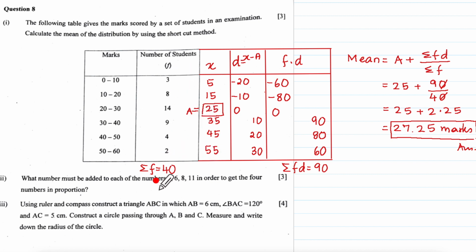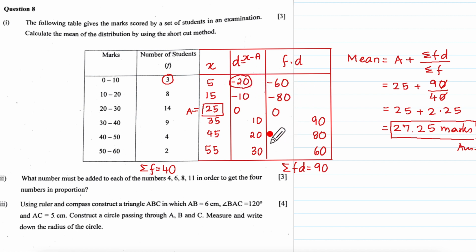We add this, we get sigma f, which is equal to 40, and then we find this deviation from this value. It is x minus a. So x minus a is 5 minus 25, that is minus 20. This will be minus 10. This will be 25 minus 25, that's 0. 35 minus 25 is 10, then 20, then 30. Then fd is we take the value of f and multiply by this value of d.